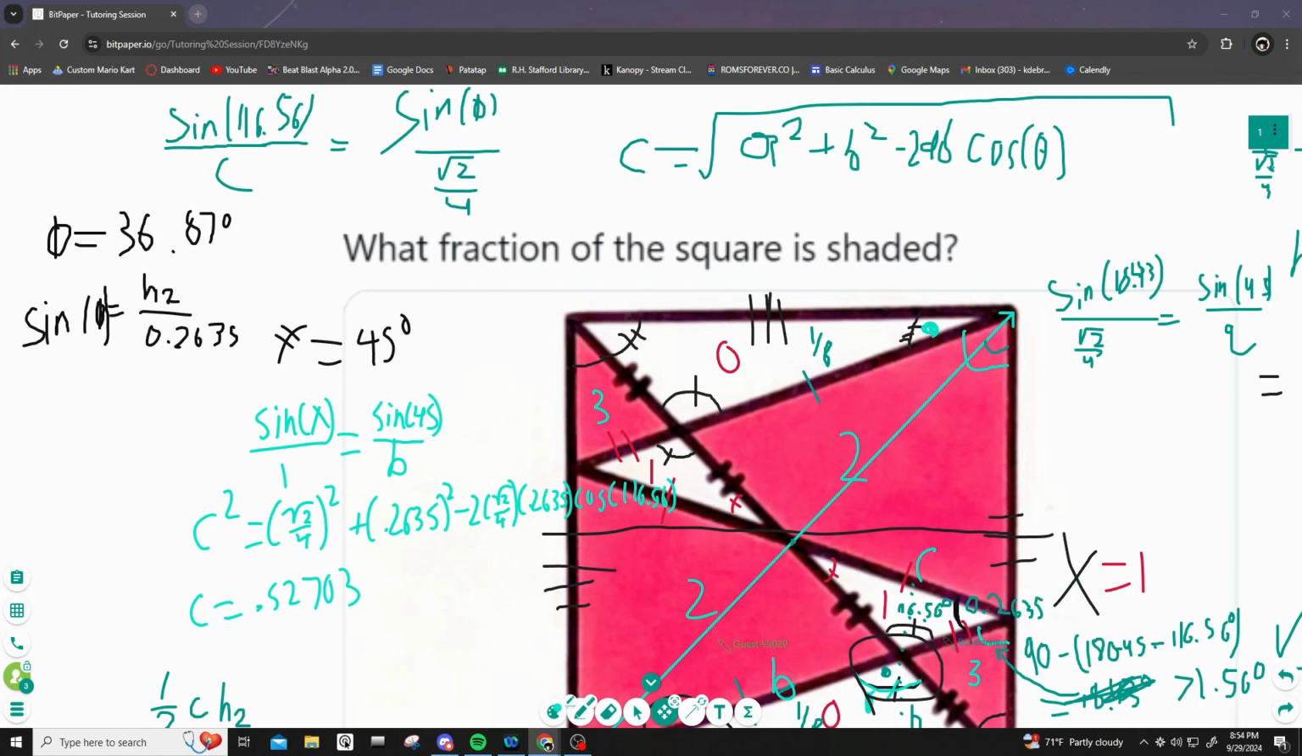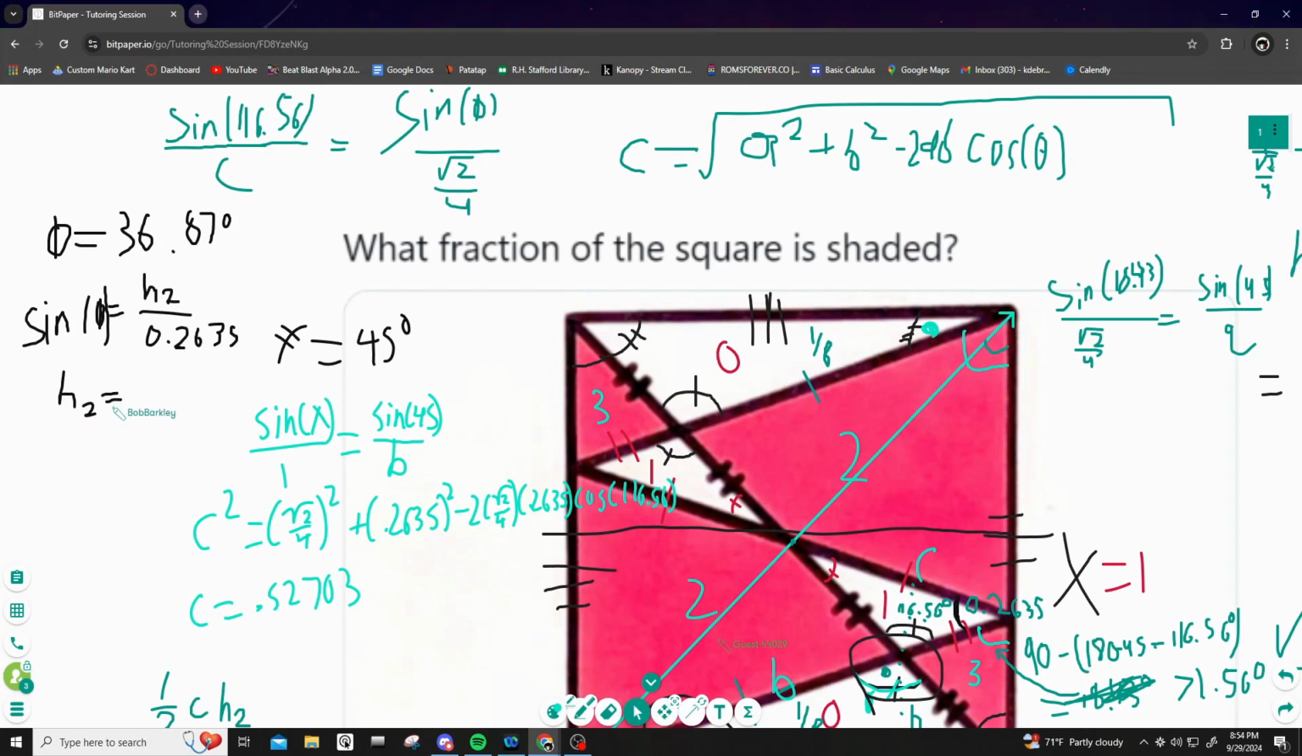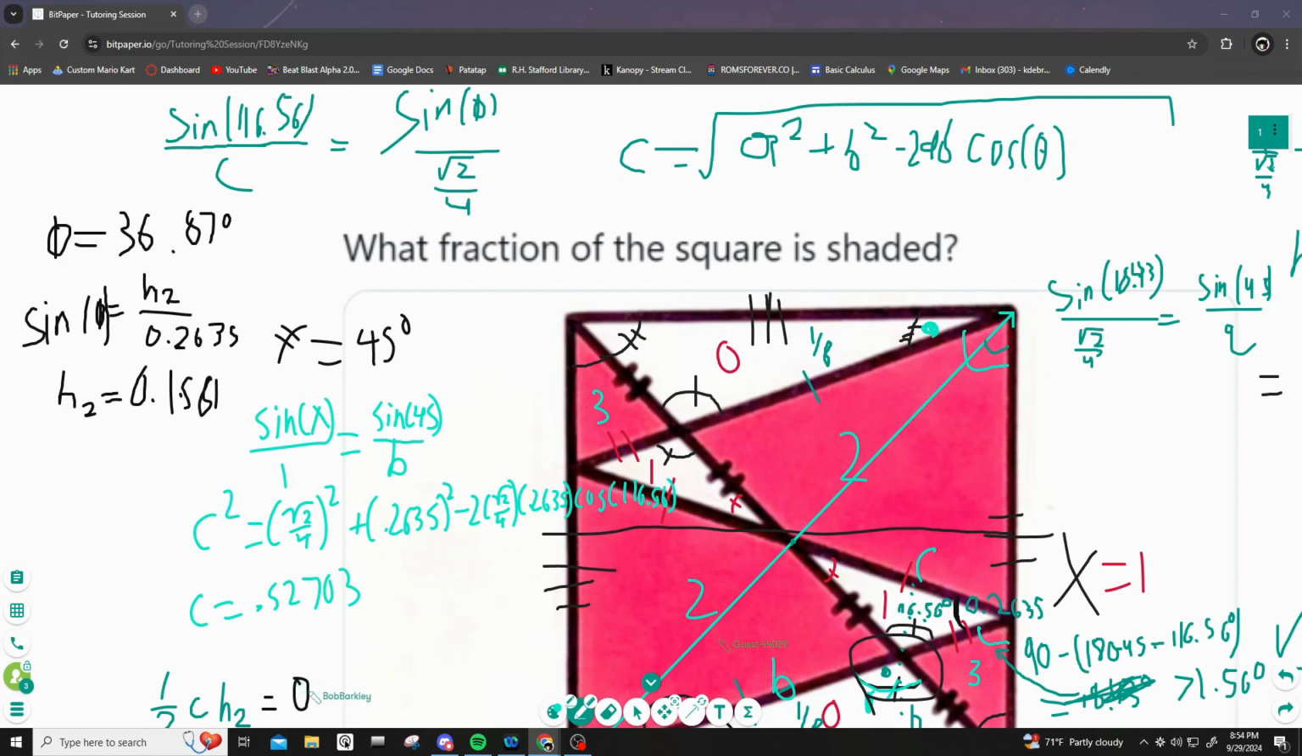Yeah, so 0.2635 is this side length. That's the hypotenuse of our little mini right triangle there. So it's opposite over hypotenuse. Take sine of that times 0.2635. You get a height of 0.1581, which you can plug in down here. What was that? 0.52703? So we get an area of this.